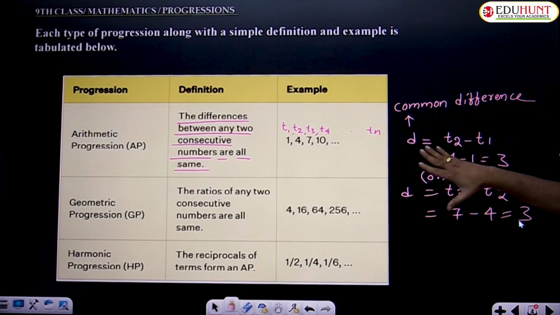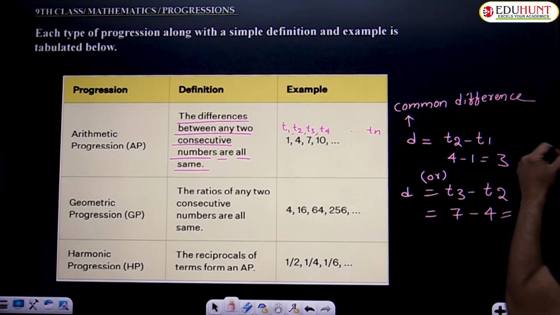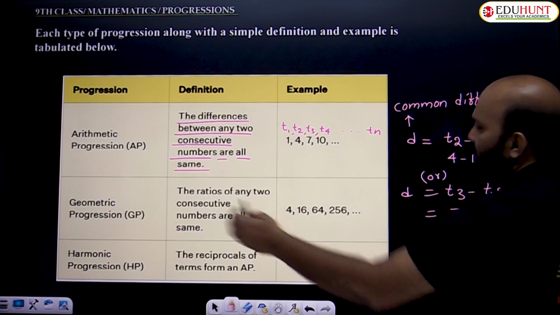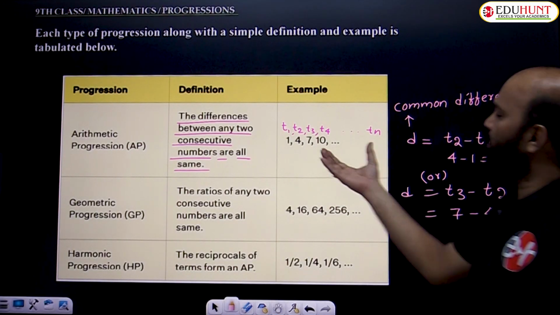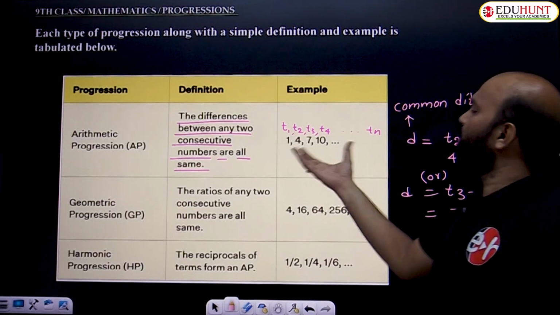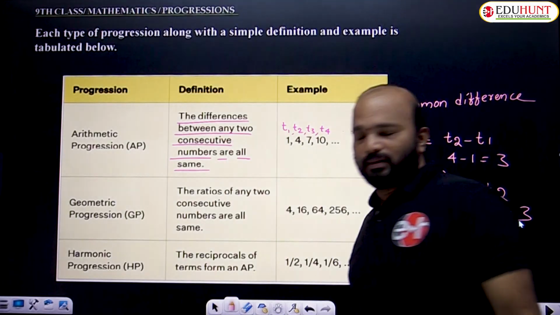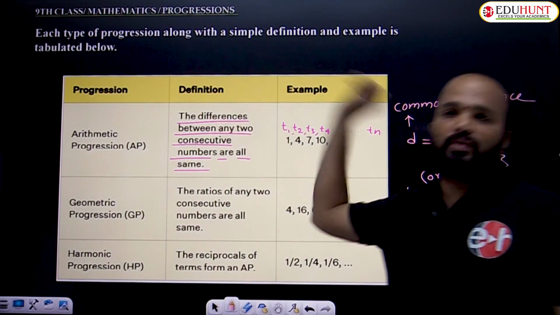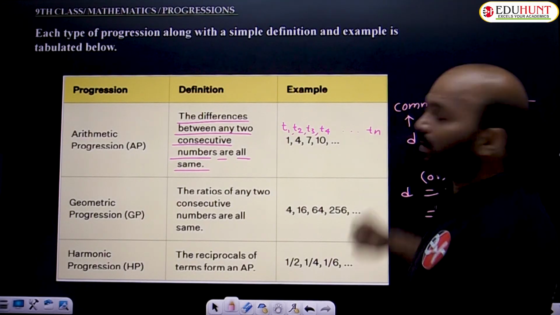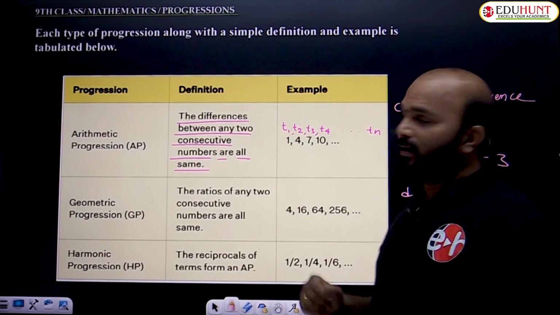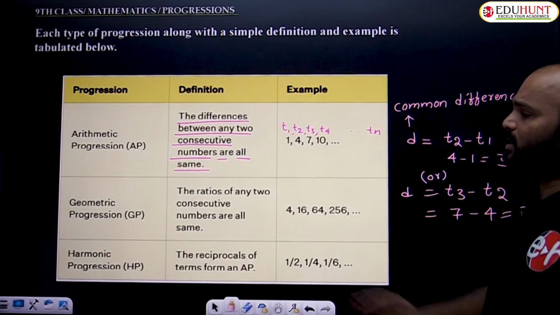But here, how to get the common difference: T2 minus T1 or T3 minus T2, the difference between the next term and the previous term in that consecutive order, that is called the common difference. If the common differences in that sequence of numbers are equal, those terms belong to arithmetic progression. So that is the main definition of arithmetic progression. Am I clear? So what is the main definition? If the common differences are equal in the given sequence of series, those terms belong to arithmetic progression. Am I clear?